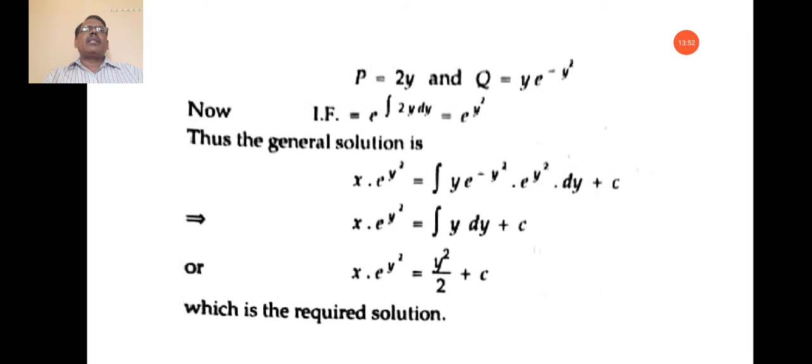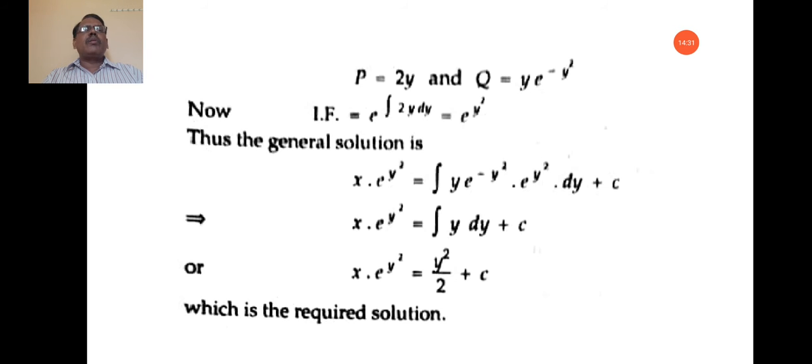Therefore, the integrating factor is e to the power of integral of 2y into dy, which is equal to e to the power of y square by 2 times 2, so the 2s cancel. So e to the power of y square is the integrating factor. The general solution is x into integrating factor is equal to integral of q into integrating factor into dy plus c. So x into e to the power of y square is equal to integral of y into e to the power of minus y square into e power y square dy plus c.